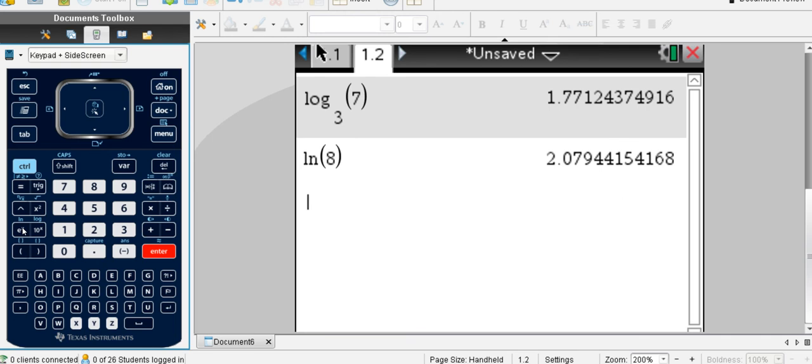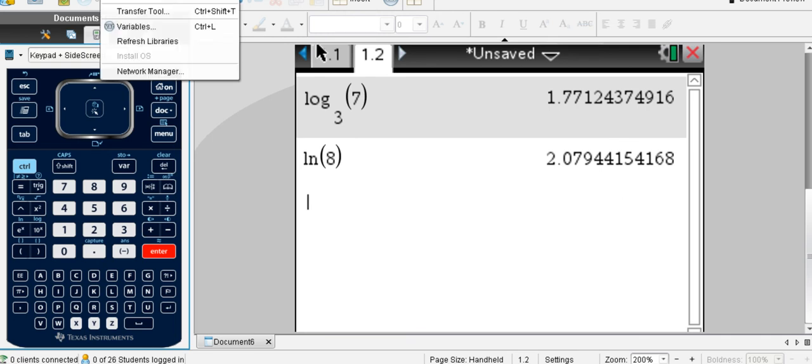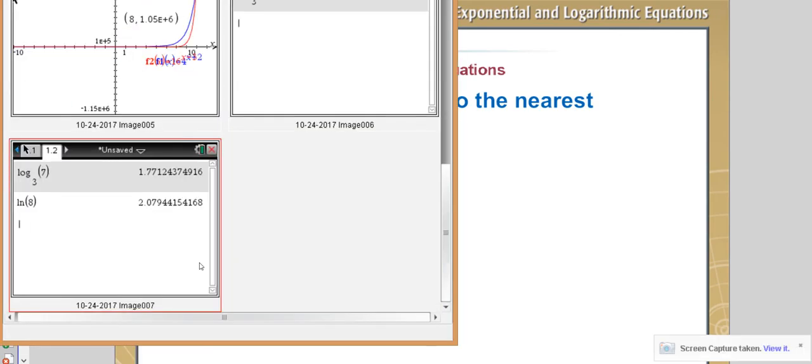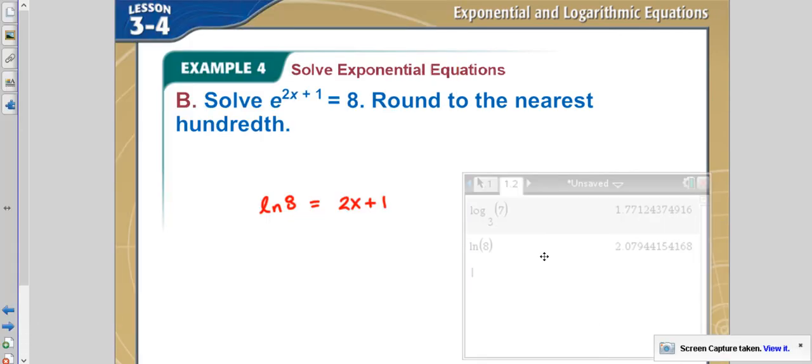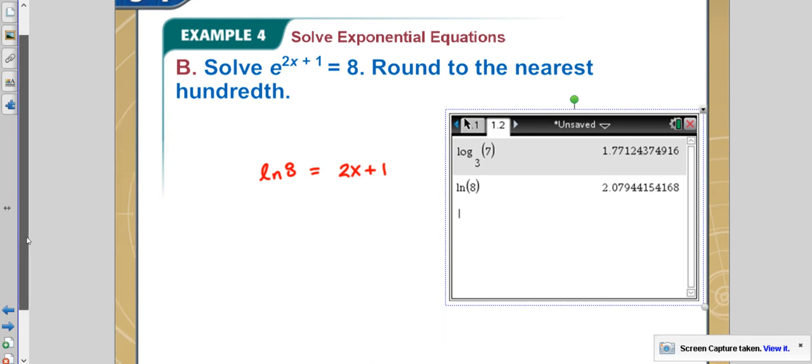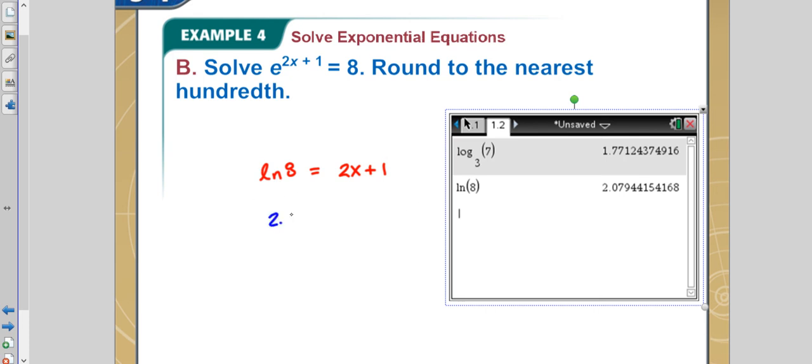And so we'll just take a picture of this, move it over real quick. Okay, so now it says solve to the nearest hundredth, so I'm going to go ahead and round this. And so instead of ln of 8, we're going to change that to 2.08 equals 2x plus 1.